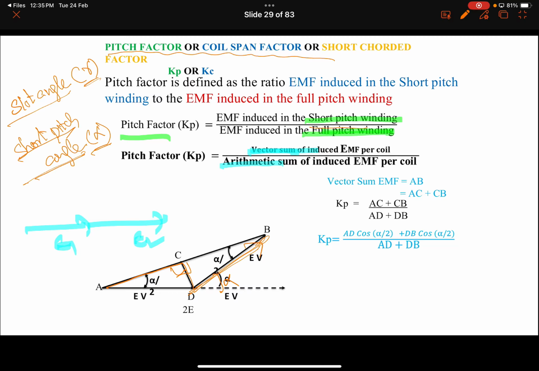We'll conclude in 5 minutes. Short pitch angle is nothing but alpha. So what is short pitch angle? I'll try to represent it here.